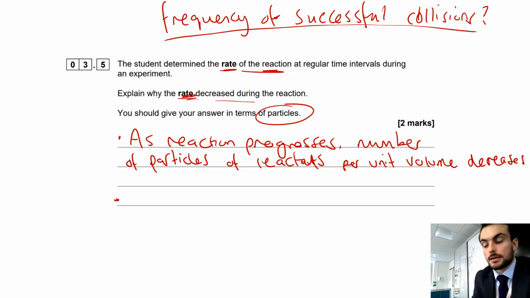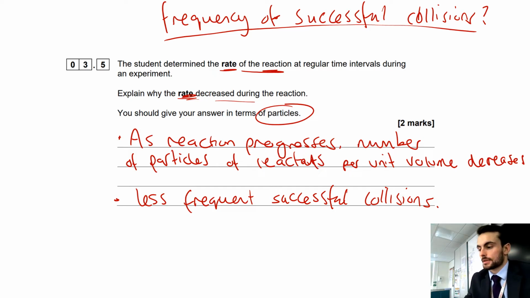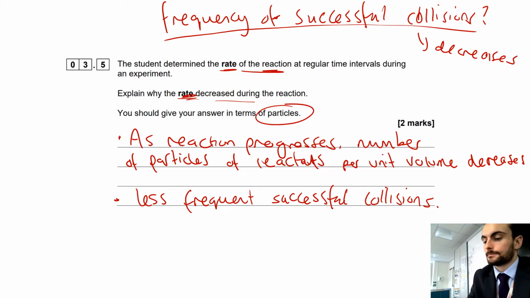Therefore, what was the phrase that we always use to get the second or third mark if it's a 3-mark question? So therefore, less frequent successful collisions, or the frequency of successful collisions decreases, is one way you could put that.